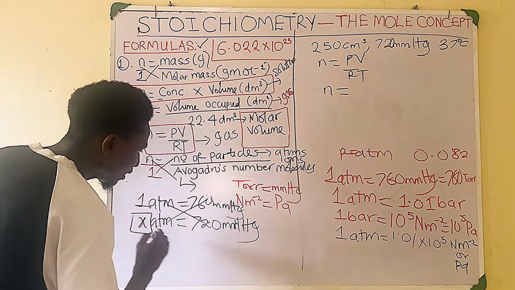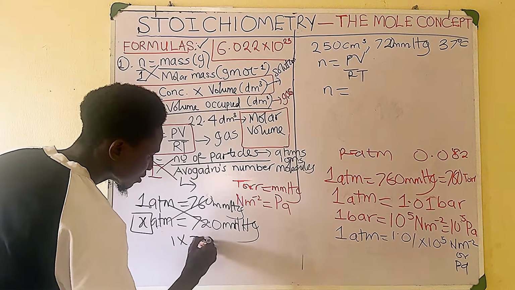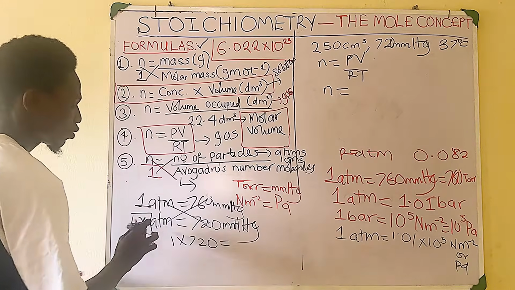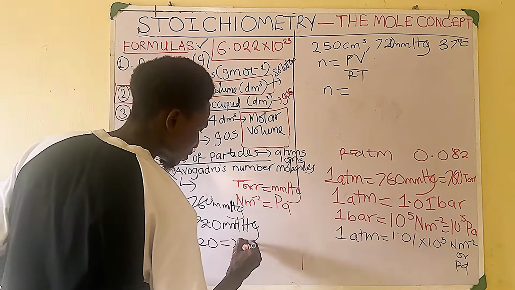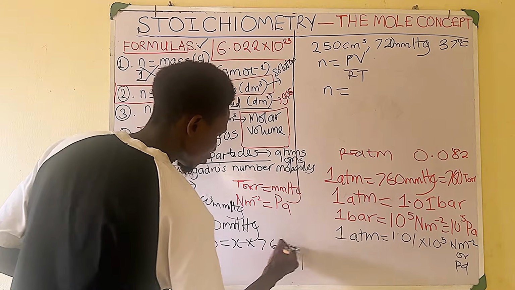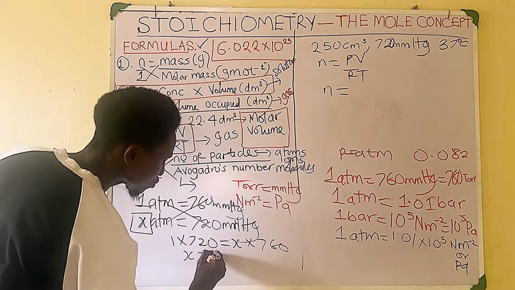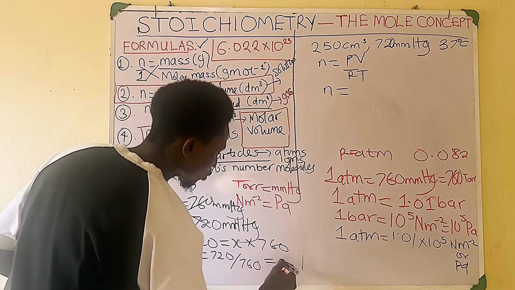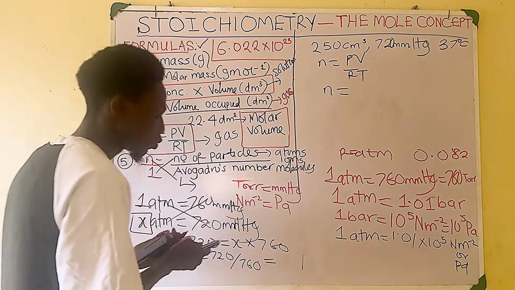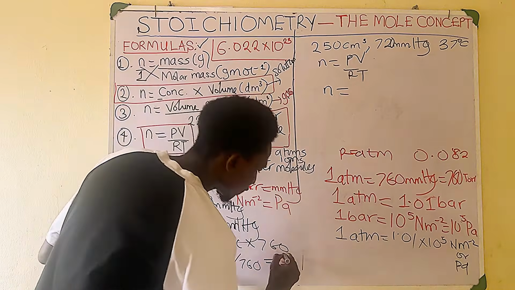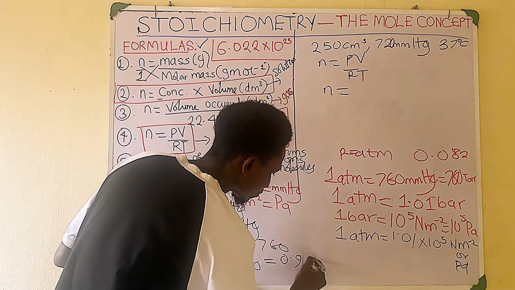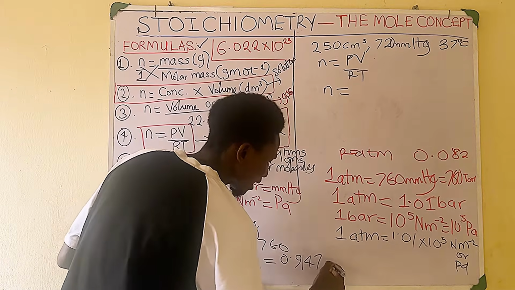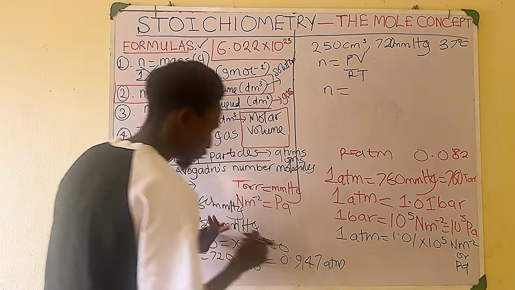So from there now, if I relate them, I'm going to have 1 times 720 equal to x times 760. So from there now, x equals 720 divided by 760. I'm going to get your answer, and it's equal to 0.947 atmosphere. So this is our answer in atmosphere.